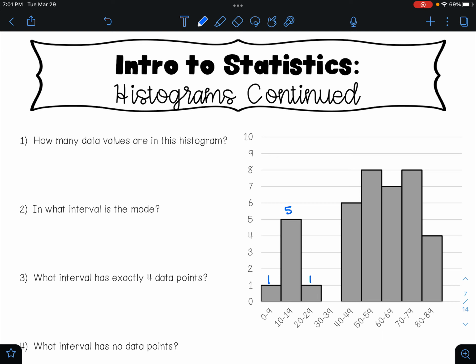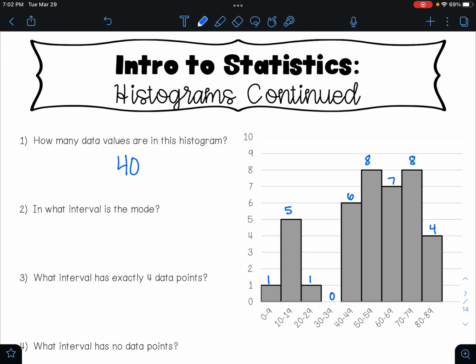Remember, histograms do not have any gaps. So when you don't have anything, that means the frequency of the interval was 0. This one has a frequency of 6. Here I have a frequency of 8, 7, 8, and 4. So what we need to do is add up all of these totals to figure out how many data values are in our histogram. So we're going to do 1 plus 5 plus 1 plus 0 plus 6 plus 8 plus 7 plus 8 plus 4. And when you do that, you get 40.